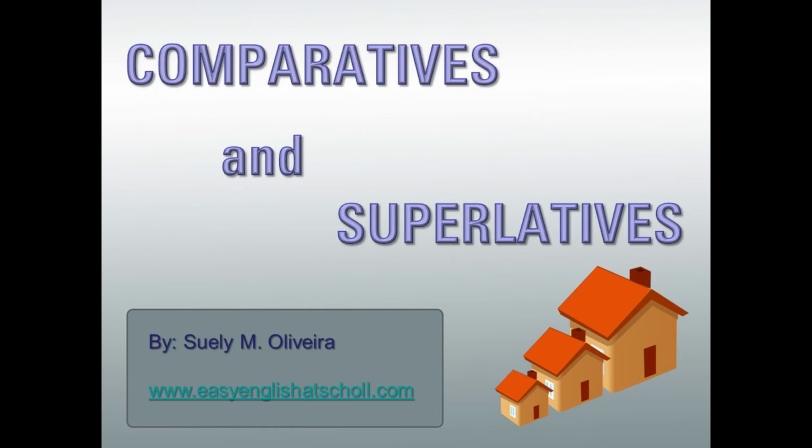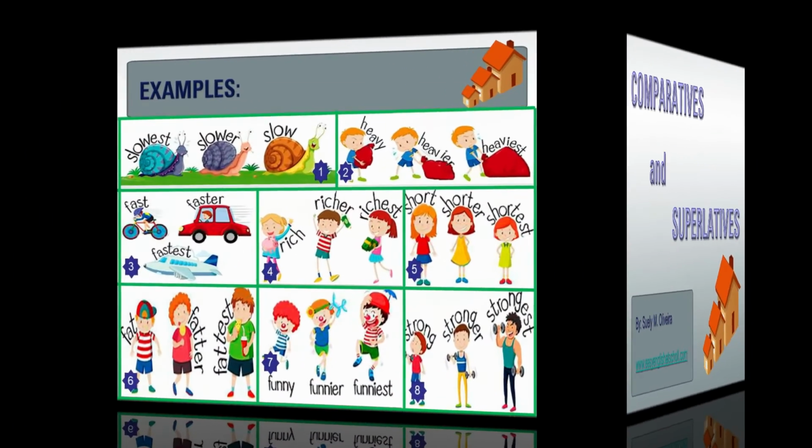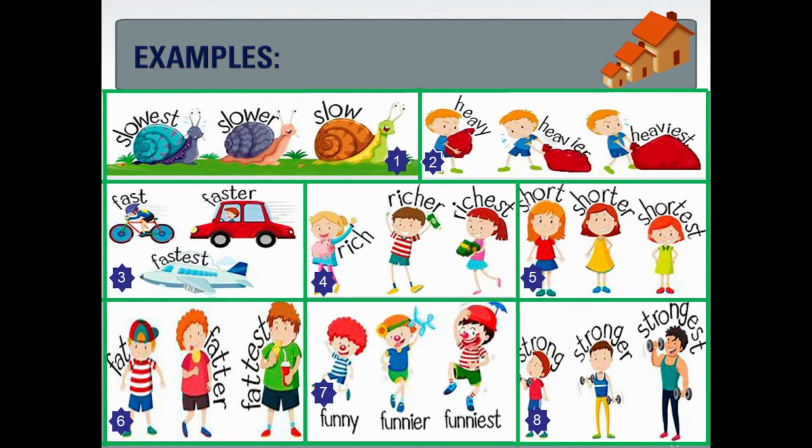Comparatives and superlatives. Examples. 1. Slow, slower, slowest. 2. Heavy, heavier, heaviest. 3. Fast, faster, fastest. 4. Rich, richer, richest.